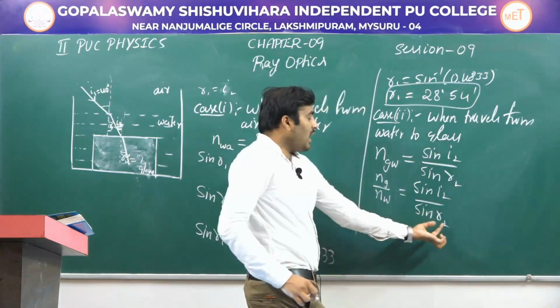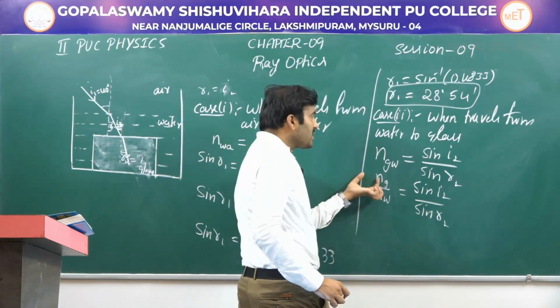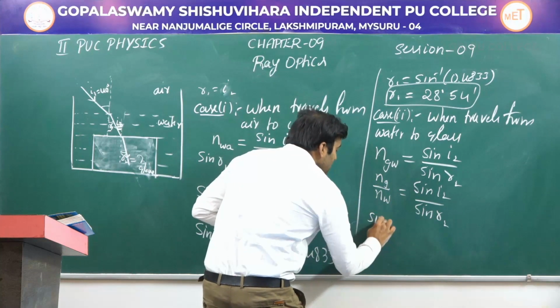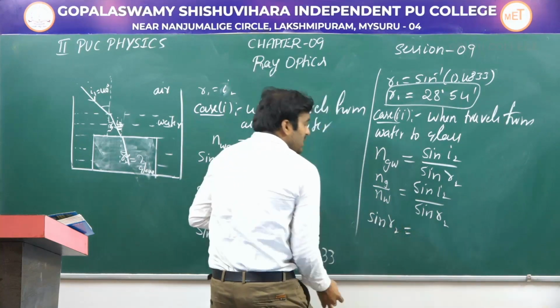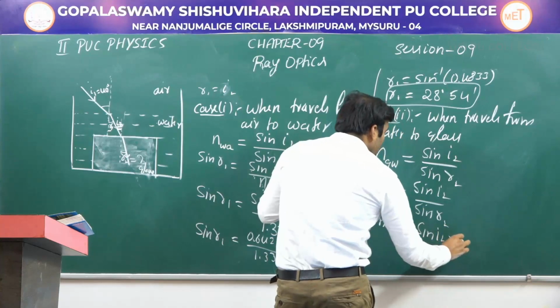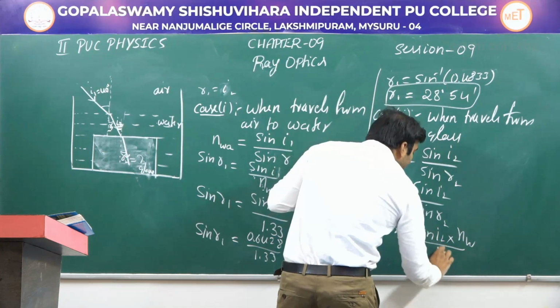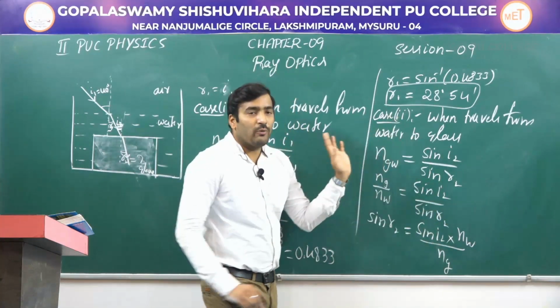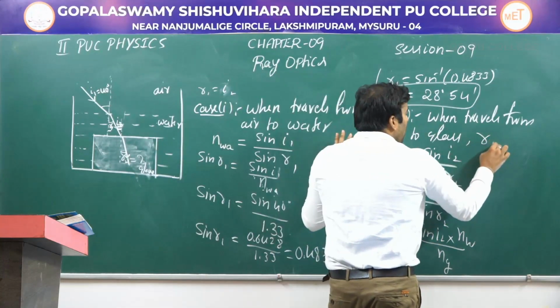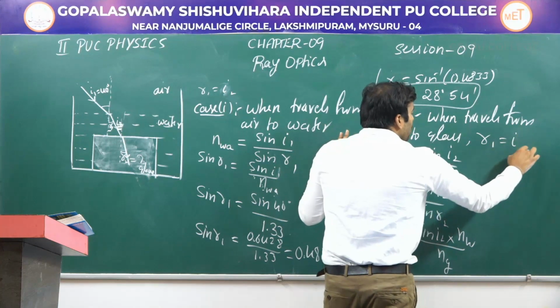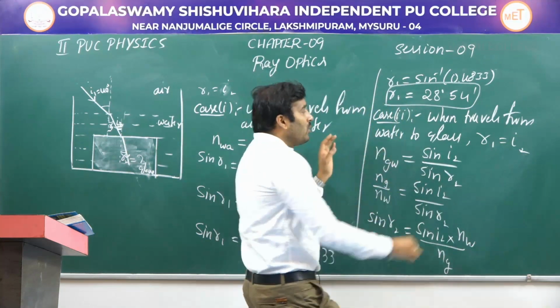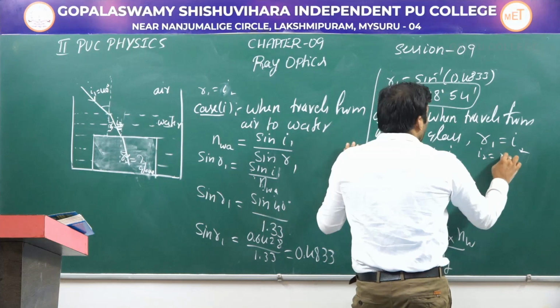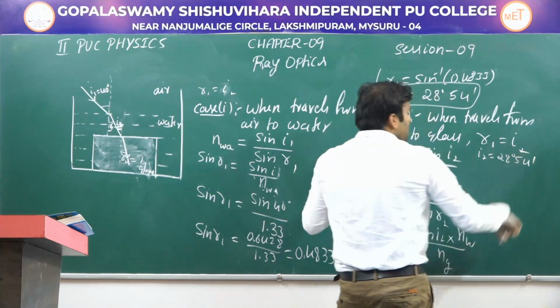So we need to find this R2. So take this R2 towards this. Therefore, you will get sin R2 equals sin I2 into NW whole divided by NG. But we know that I2 is equal to R1. So we have already made this point. R1 is equal to I2. Therefore, the value of this I2 is equal to 28 degree 54 minutes.